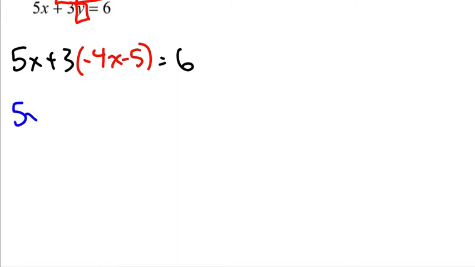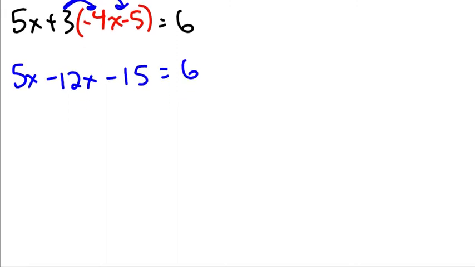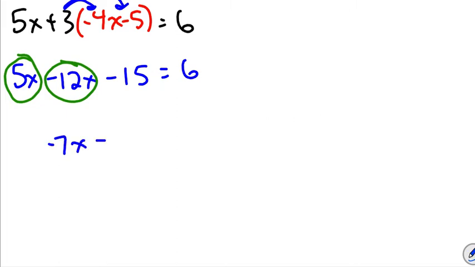Up next, what do we do? You guessed it, distributive property, just like we did the last 4. Go figure. 3 times negative 4 is negative 12x. Up next, 3 times negative 5 is negative 15 equals 6. Next, combine like terms. 5x and negative 12x. Add them together. 5 minus 12 is negative 7x. Bring down the rest. Minus 15 equals 6.